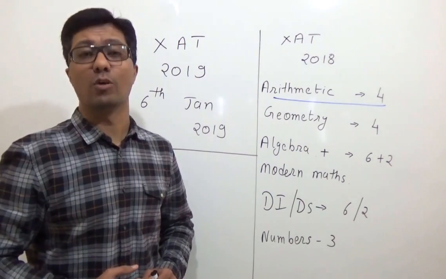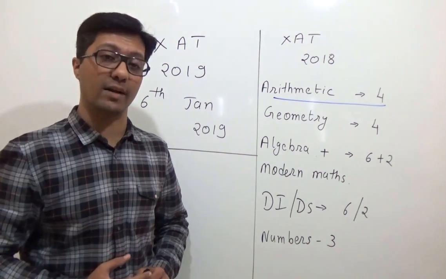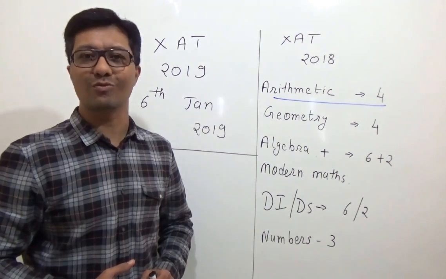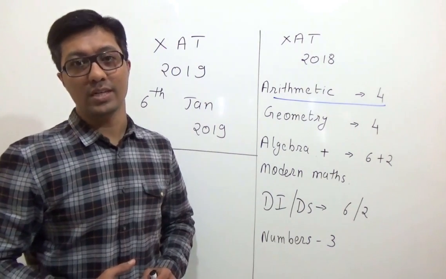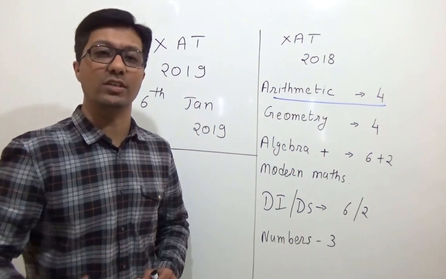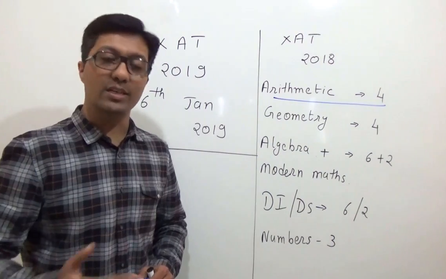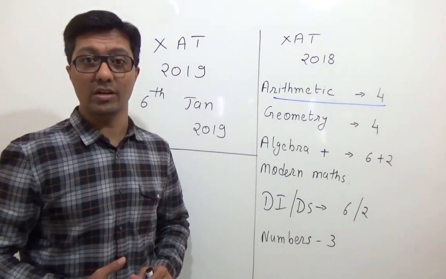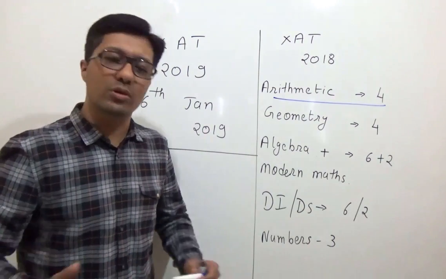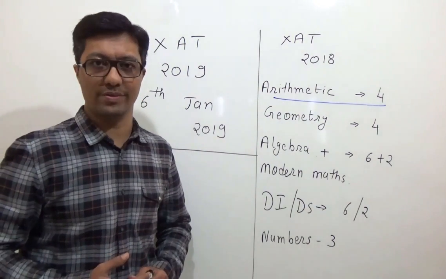One point that we have observed in the past 2 years of XAT papers: whenever they have given a geometry question, figures were not given. So it is about pure imagination, and it makes our work more lengthy, as reading those questions and making a figure of that becomes a priority. So it takes some more time to solve that question.